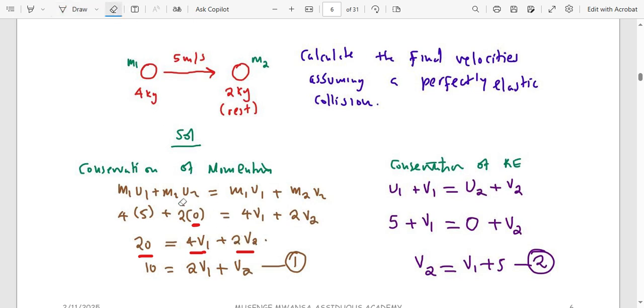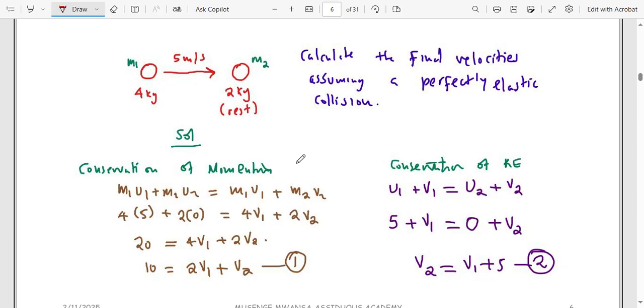Yes, I've seen a hand. Is that a question? Okay. So you can see we can divide through this equation by 2. Dividing through by 2 is the same as multiplying through by half. Half times 20 is 10, half times 4 is 2, half times 2 is just v2. That will be equation 1.